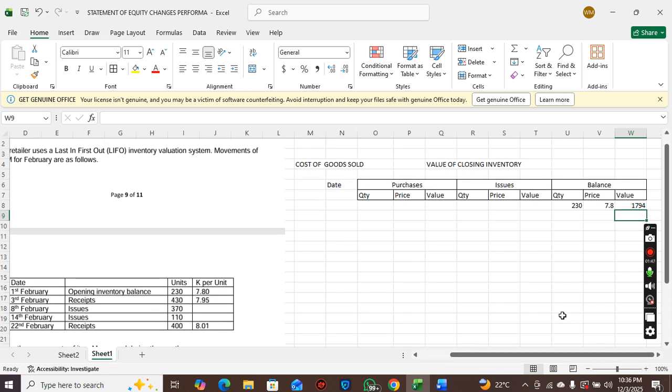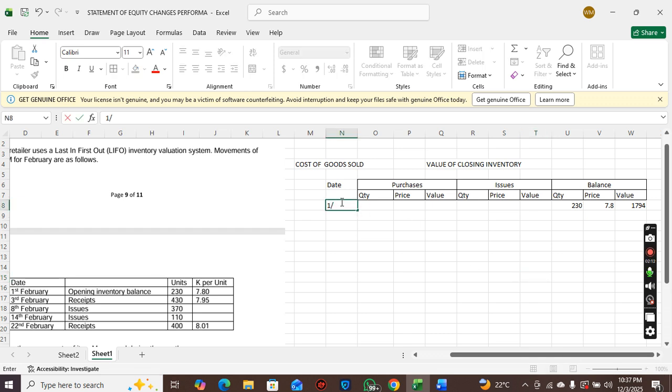With last in first out, colleagues, the goods that came in last, whenever you're making a sale or an issue, are the goods that are going to come out first. The goods that came in last will be the first to be sold or issued out.